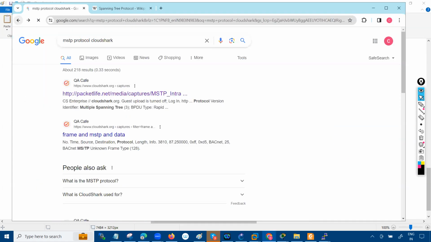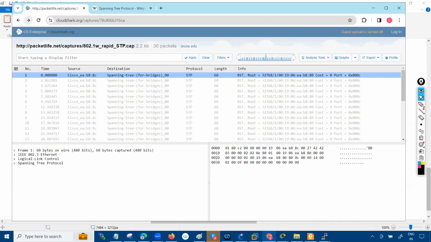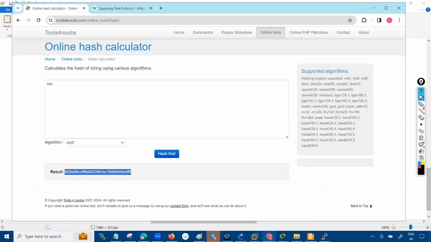This is the hash calculator that I showed you. I just showed you how hashing works. MST is not using this online hash calculator. I just explained what a hash is. MST is going to use the MD5 algorithm.